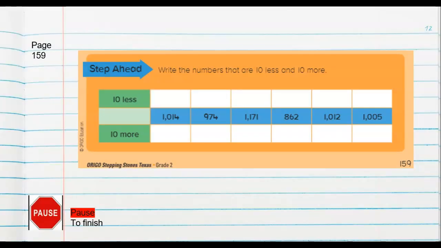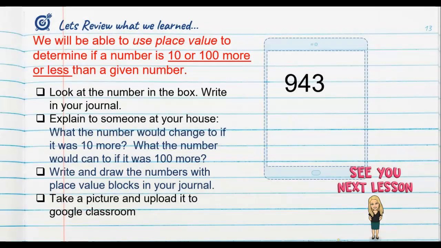All right, in the step ahead, you're going to look at all these numbers in the middle right here. On the top, you're going to put 10 less. On the bottom, you're going to put 10 more. So you're going to fill this out. Make sure you pay attention to your place value. Pause and finish.